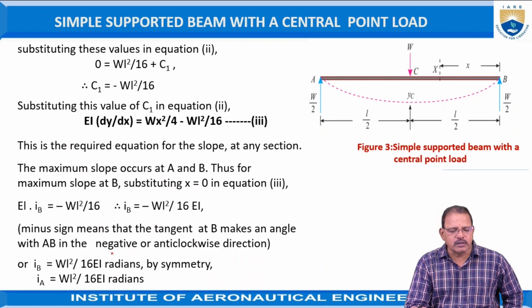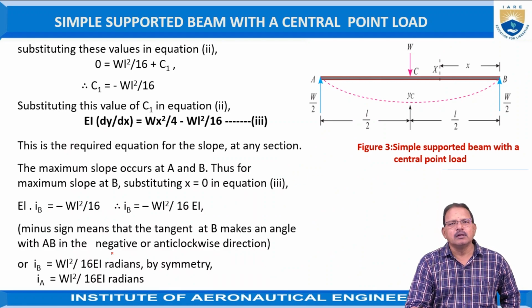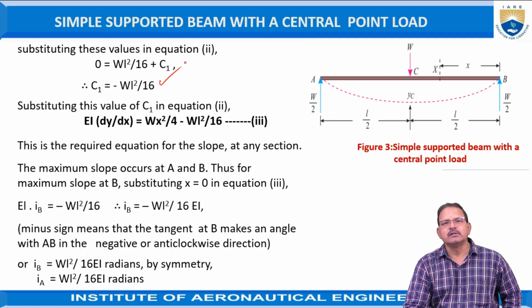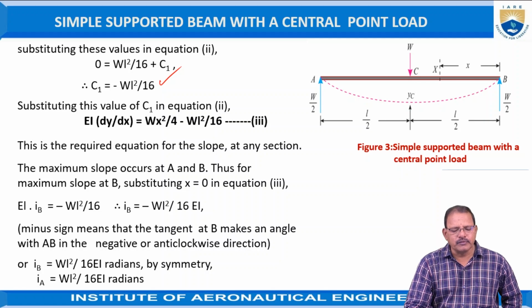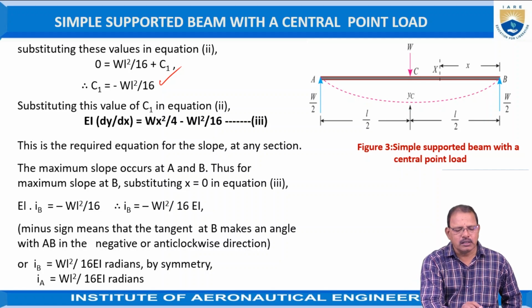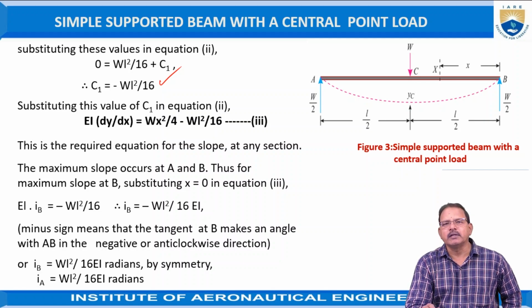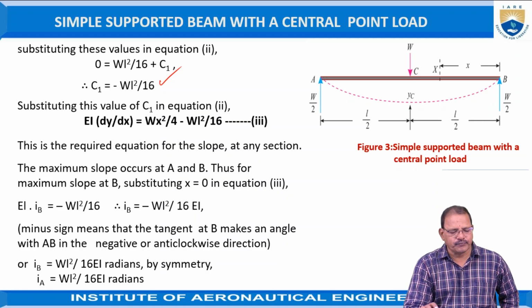By using this relationship, we got 0 is equal to WL square by 16 plus C1, or C1 is equal to minus of WL square by 16 now. To substitute these values in equation number 2, I got EI into dy by dx is equal to Wx square by 4 minus WL square by 16 now. This is the required equation for determination of slope at any section from B as shown in figure now.